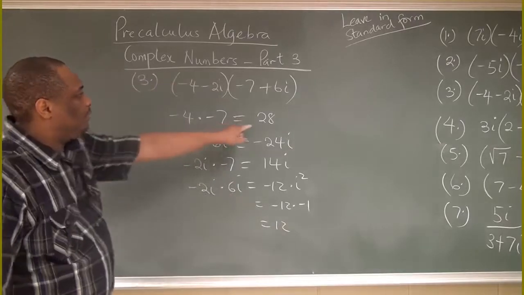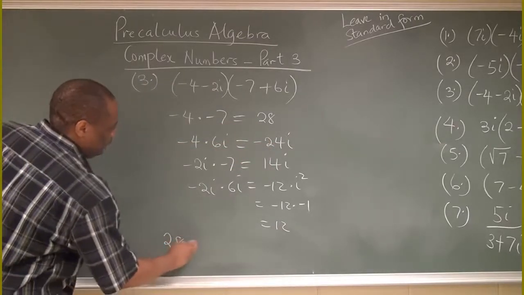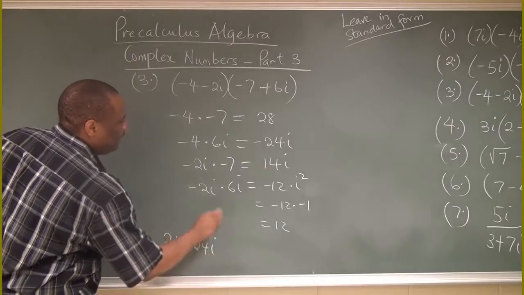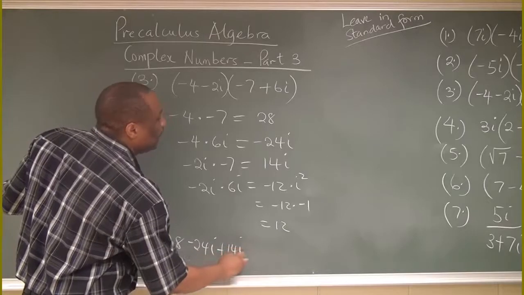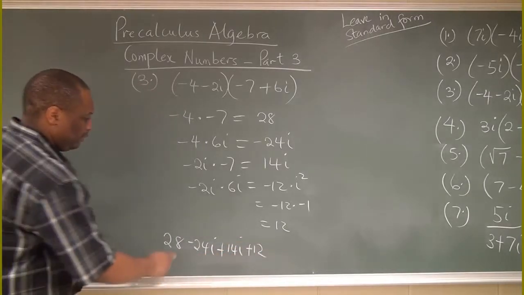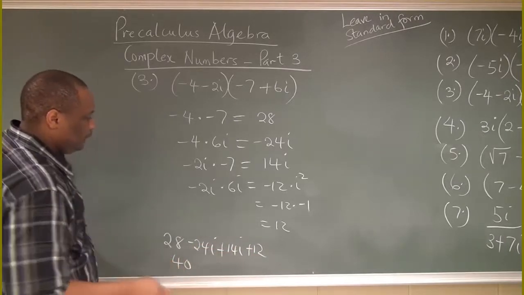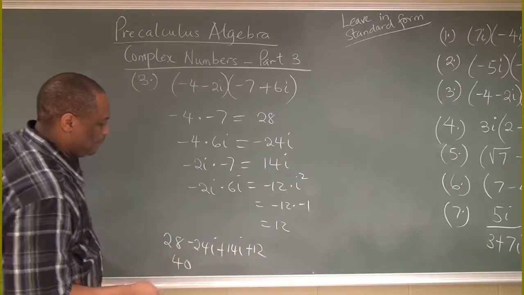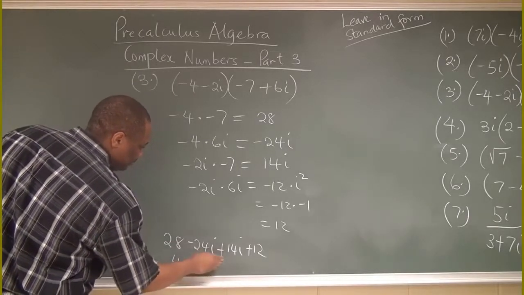So you now get what you have. 28, you now have what? 28 minus 24i, right? Plus 14i, then plus 12. 28 plus 12 is what? 40, right? Minus 24i plus 14i is what? Minus 10i.